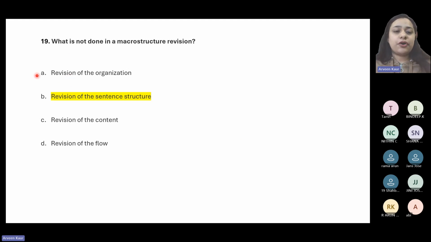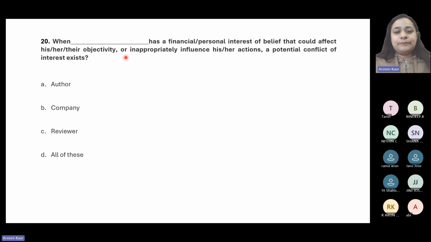So those are revisions of organization, revisions of the content. If this particular result that I had put on number 3 goes to number 1, then the flow of the paper will also change, right? So revision of the flow, the content, the organization, all that is called macro structure revision, right? It could be done in the first few drafts of your manuscripts.